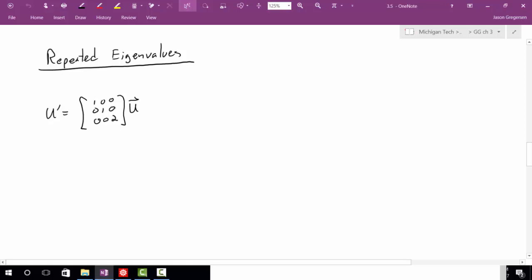1, 1, and 2, because for a diagonal or an upper triangular or lower triangular matrix, the eigenvalues are just going to be those diagonal entries. All right, so I know right away, just by looking at this thing, these are my eigenvalues.